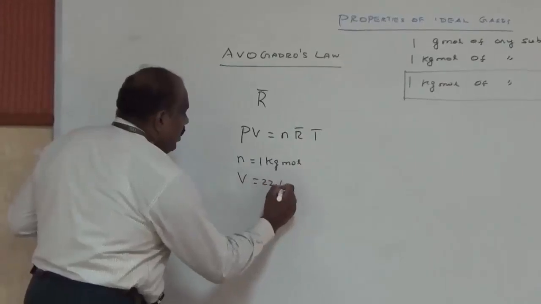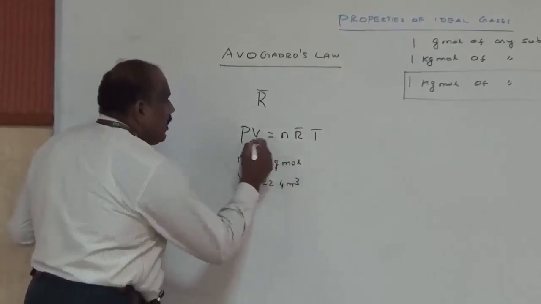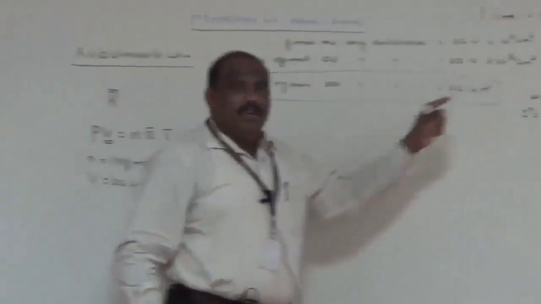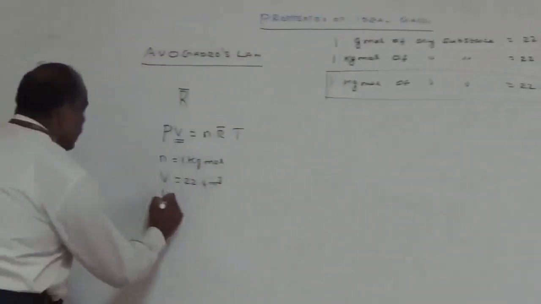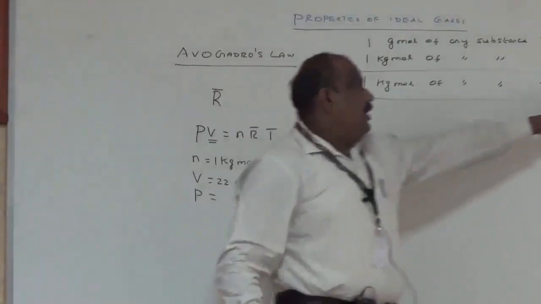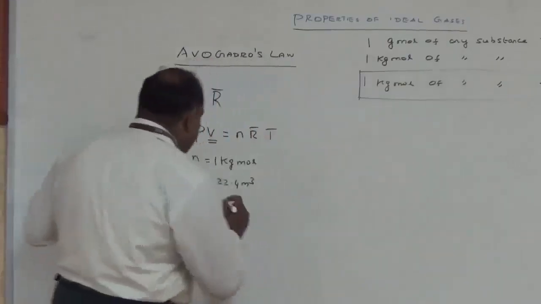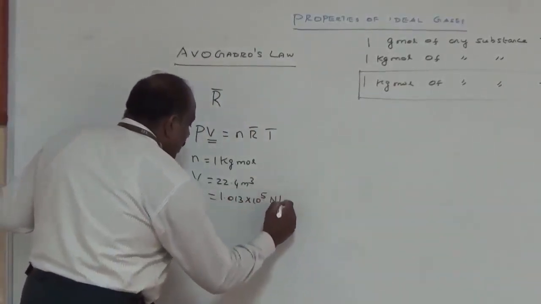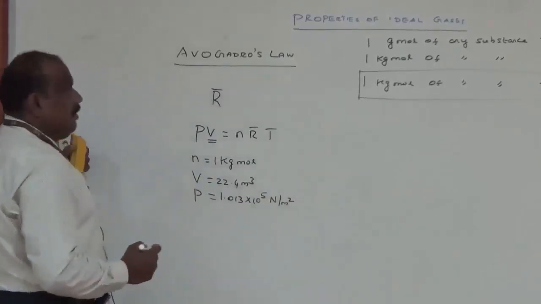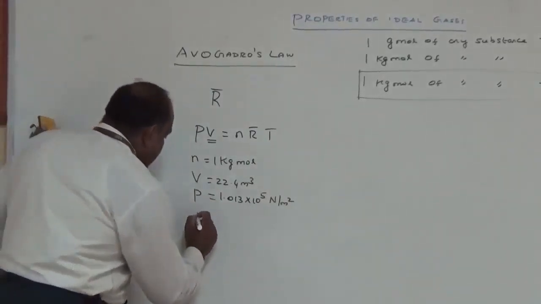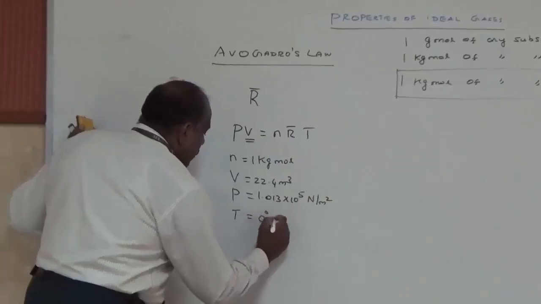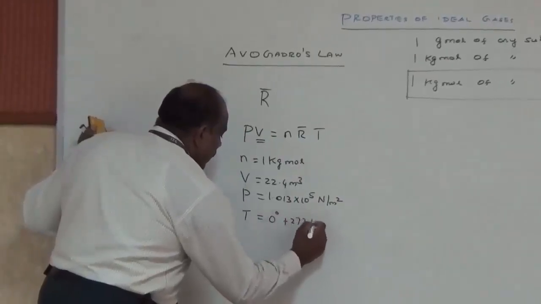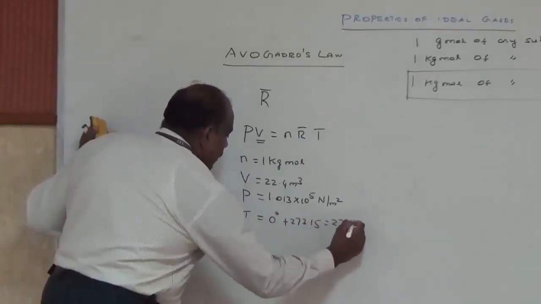So what will be the volume? 22.4 meter cube. What about the pressure? The pressure is defined already. It should be 1 atmospheric pressure, so it is 1.013 into 10 power 5 Newton per meter square. And what about the temperature? Temperature is 0 degree plus 273.15, which is equal to 273.15 Kelvin.